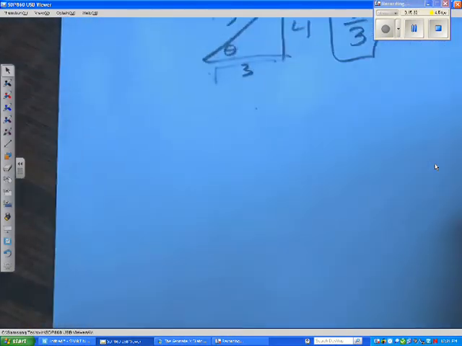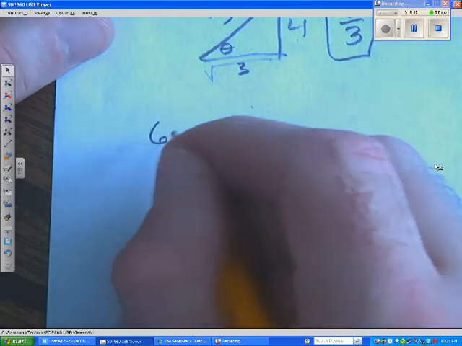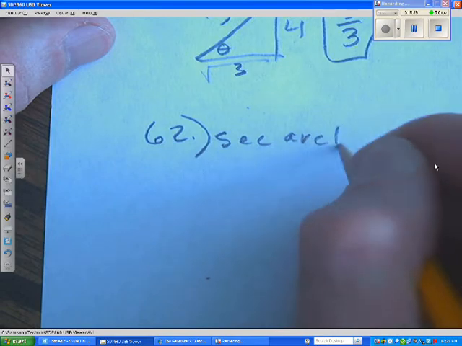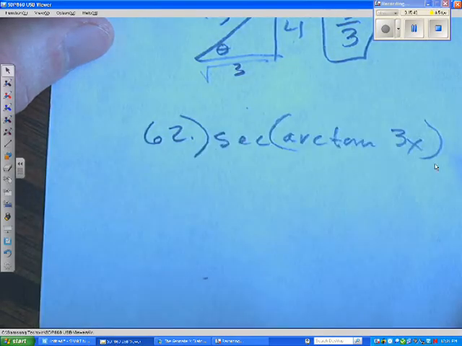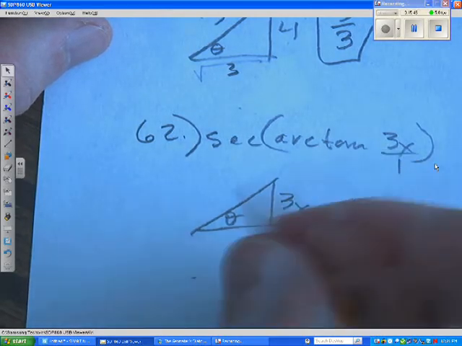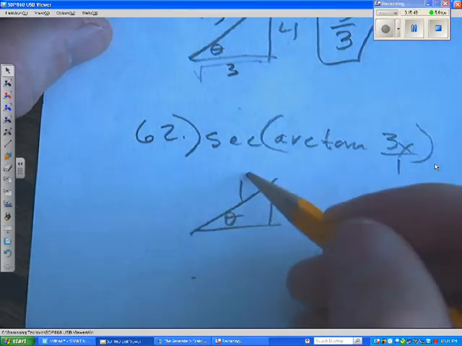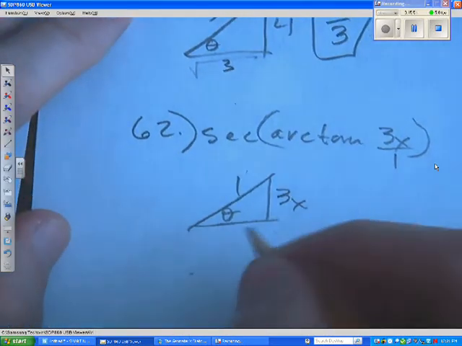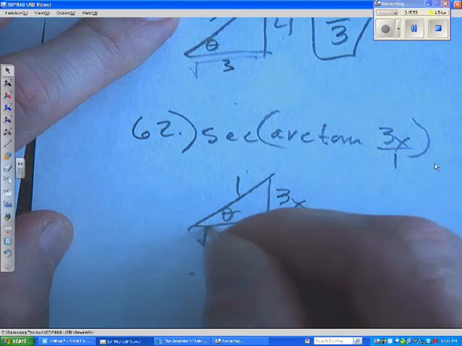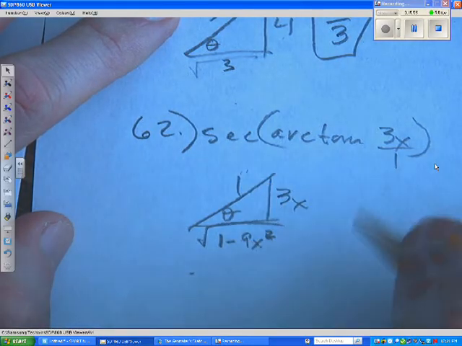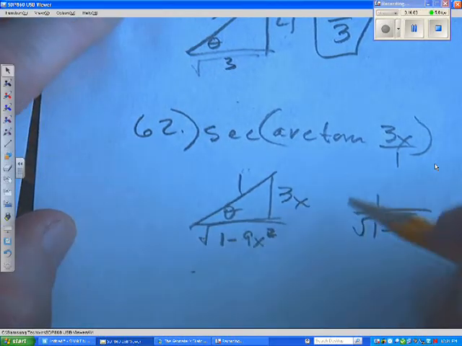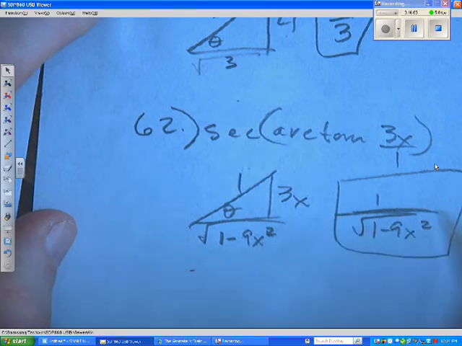Let me do the ones with the algebra, like number 62. Let's pick that one: secant of the arctan of 3x. We do not have to draw this to scale. We can just draw out some triangle, theta, 3x. Now this can always be written over 1. And we're looking for secant, which is the hypotenuse over the adjacent. The adjacent is the square root of 1 squared minus 3x squared, which is 1 minus 9x squared, square root all. And secant is the hypotenuse divided by this. So it's 1 divided by the square root of 1 minus 9x squared. But I hear from your calculus teachers that you do not need to rationalize the denominator, so we can leave it like that.